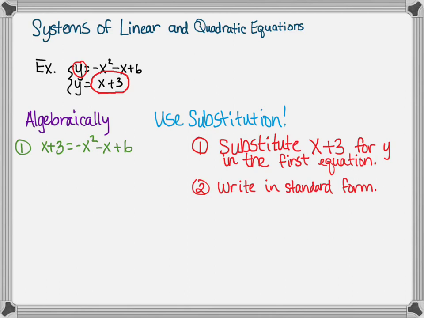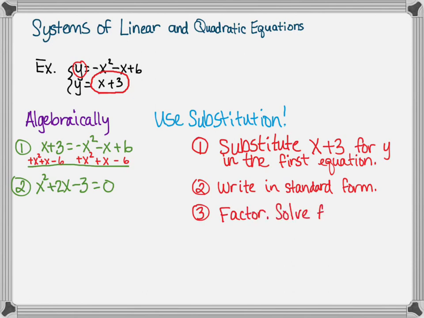Now we'll write this in standard form. So I'll add x squared to both sides of my equation, I'll add x, and I'll subtract 6 from both sides. And I'll end up with x squared plus 2x minus 3 equals 0. So that's now a quadratic equation in standard form. Third step, let's factor and solve for x. Or you could also use the quadratic formula to solve for x. Or completing the square.